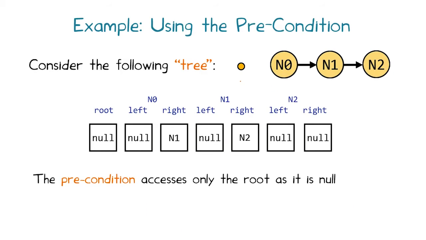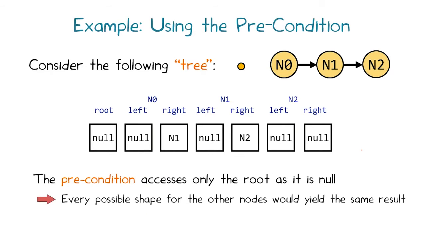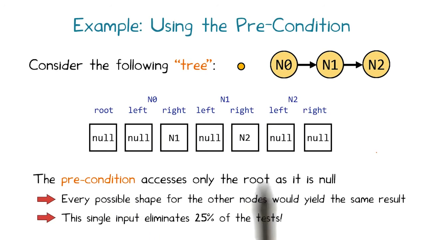For this input, the precondition only accesses the root field because it is null. The precondition therefore doesn't check any of the other fields. Indeed, any other shape for the remaining nodes would yield the same result, so there is no need to generate any other candidate input with a null root. This single input therefore eliminates 25% of the tests that would have been generated otherwise.